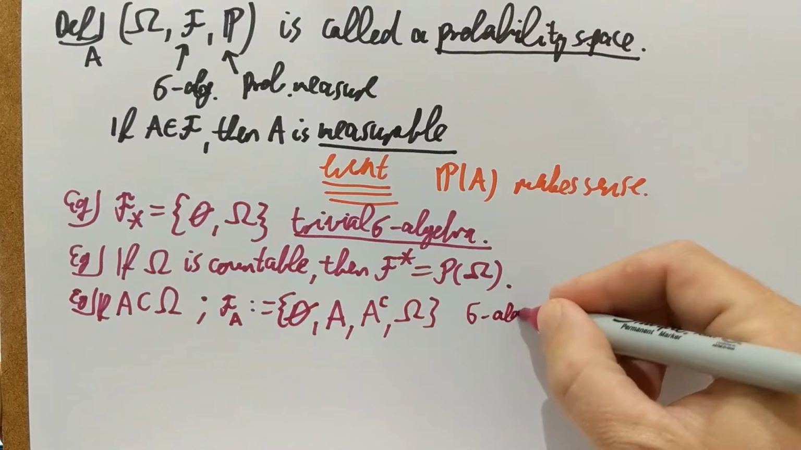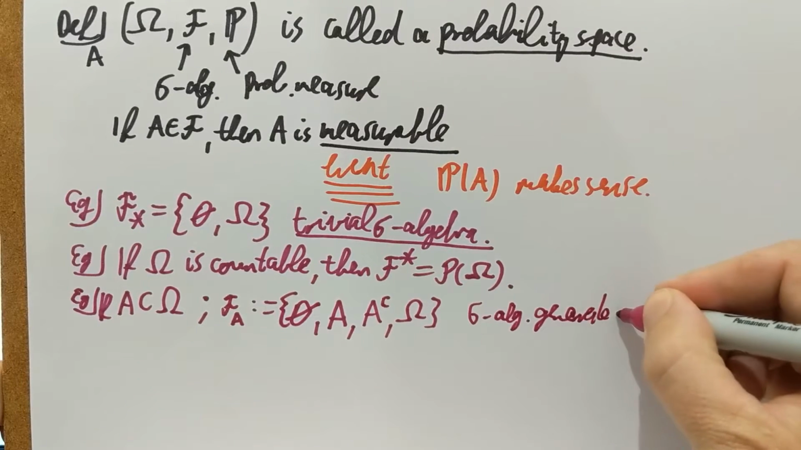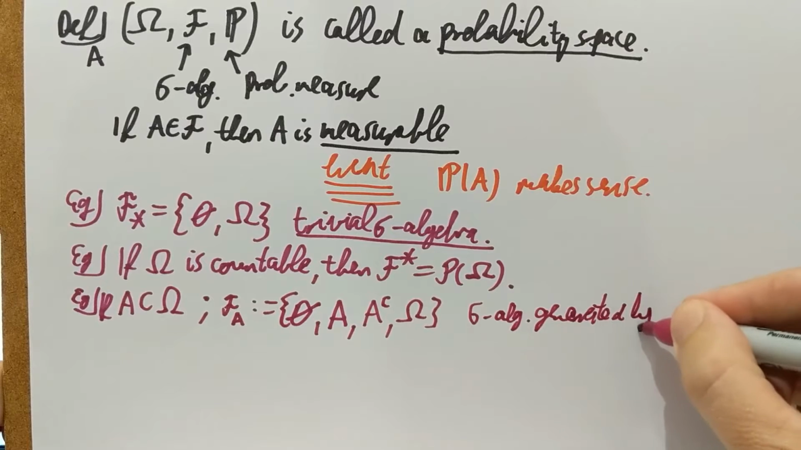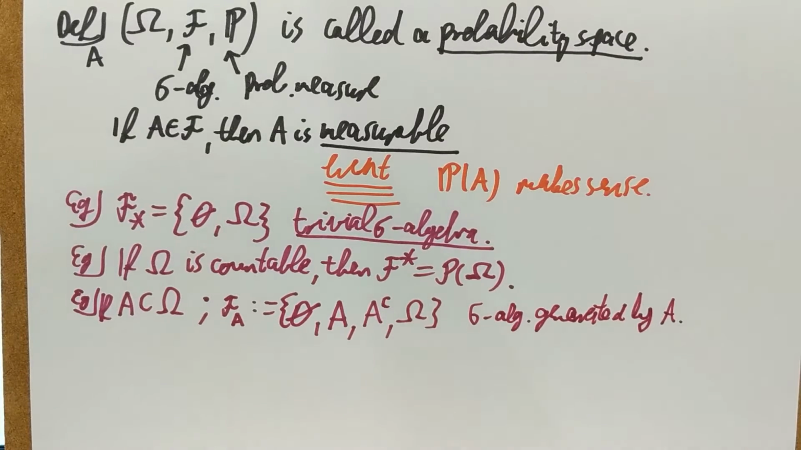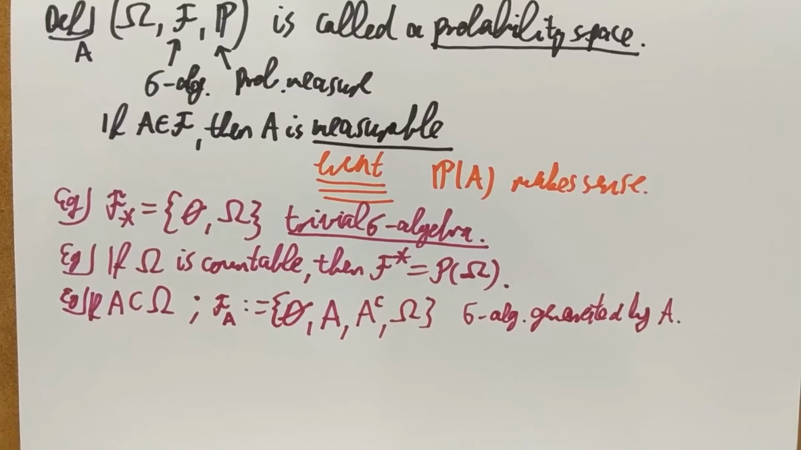Sigma algebra generated by this single event A. Okay, that's another example. It's quite simple in a probability space. The only interesting events you have are A and not A. It's still not completely trivial, but it's quite simple. Okay, so these were a few examples which are important.